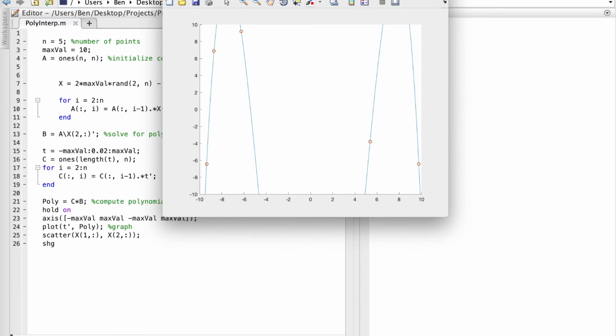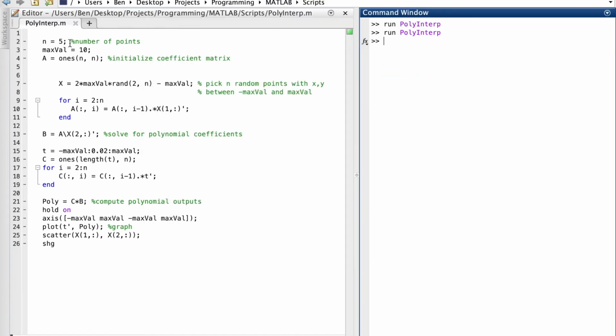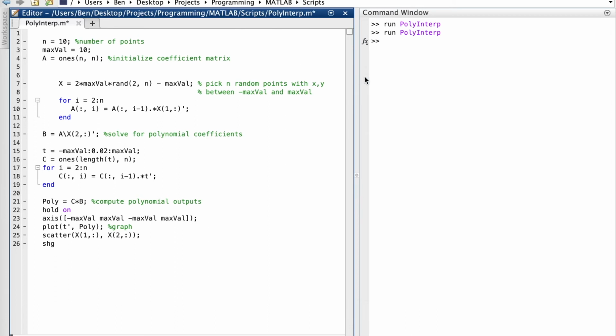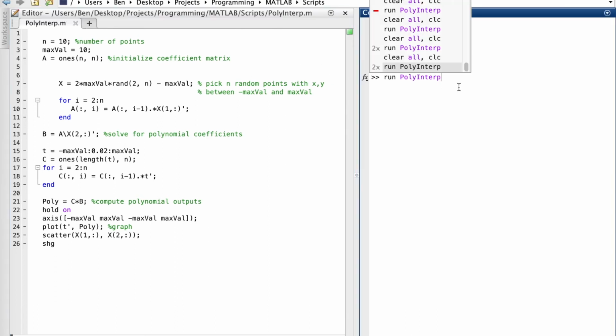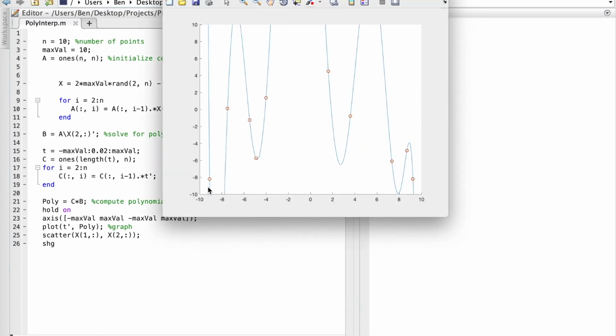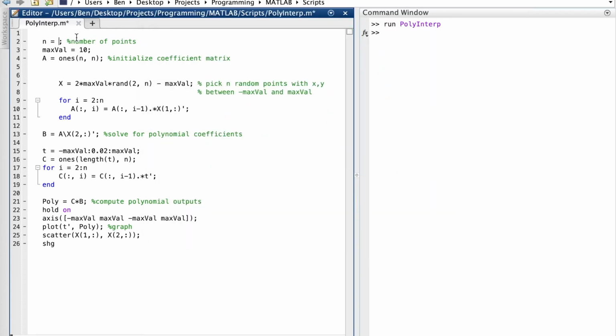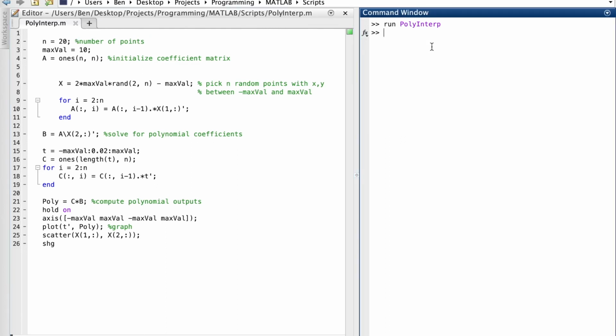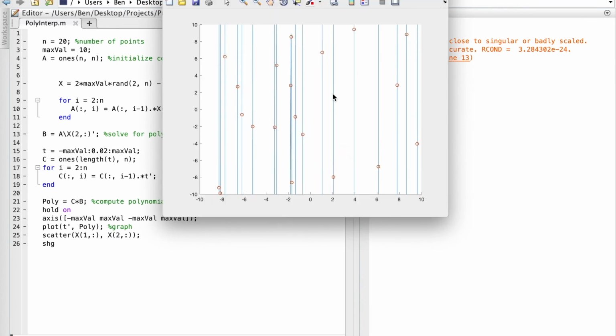Very nice. Can we do more than 5? Sure, we can do more than 5. Let's do 10. Let's save that. Ten randomly chosen points and a lovely polynomial, or at least we see part of the polynomial, going through those points. Wonderful. How about 20? You wouldn't want to be doing this by hand, let me tell you. Look at that. 20 different points, and we found a polynomial that goes through all of them.